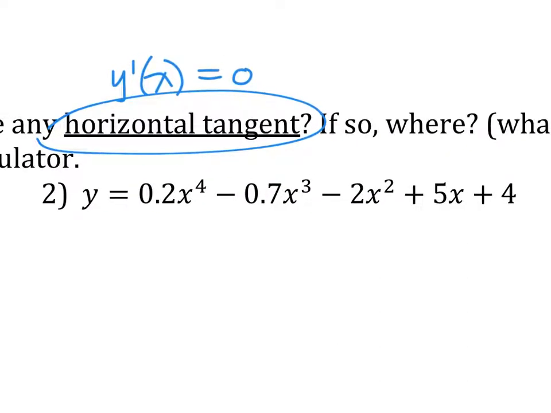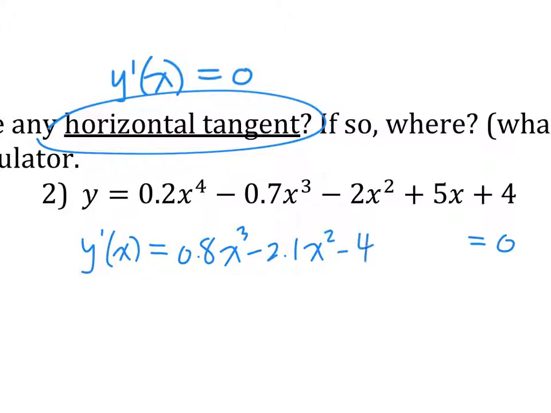Okay, so take the derivative, make it equal to 0, and you're checking the roots with your calculator. If you know how to do it, go ahead and finish it. If you don't know how to do it, take the derivative and then I'm going to show you how to do it. All right, someone raise their hand and tell me the derivative. Yes. The derivative is 0.8x cubed minus 2.1x squared minus 4x plus 5.